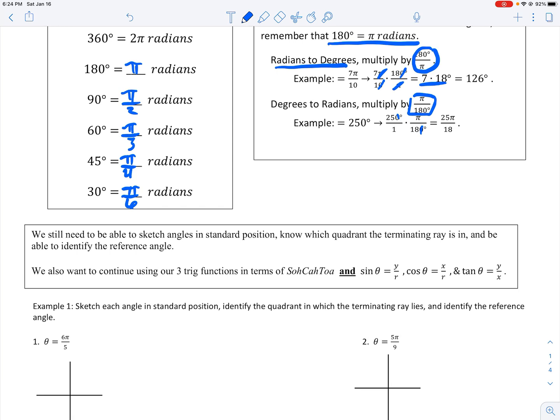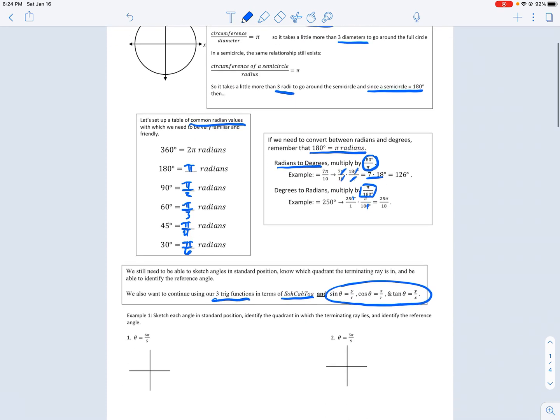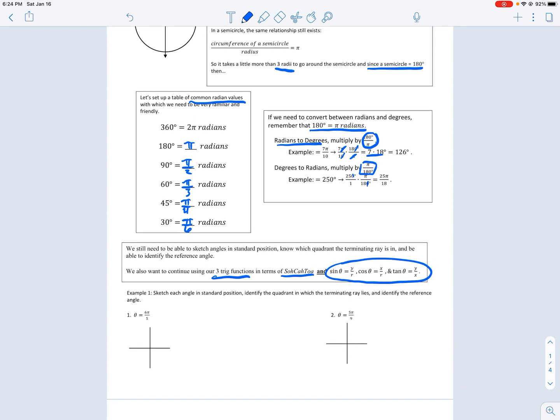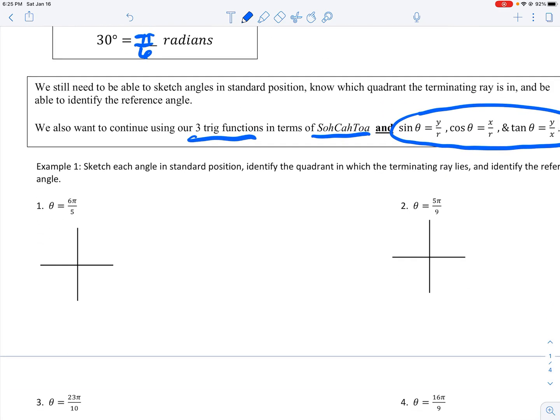We're still going to be using our 3 trig functions. We're still going to use SOHCAHTOA, sine of theta, cosine theta in terms of x, y, and r. All of that's the same. Everything we learned from the very first 4 sections still applies. It's just that instead of using degrees, we're using radians, a different unit of measurement. That's the only difference. We're still going to sketch angles in standard position, find sine, cosine, tangent, use reference angles, and use the reference triangle. All of that is still the same. Today we're just practicing getting used to radians because you've never seen it before.